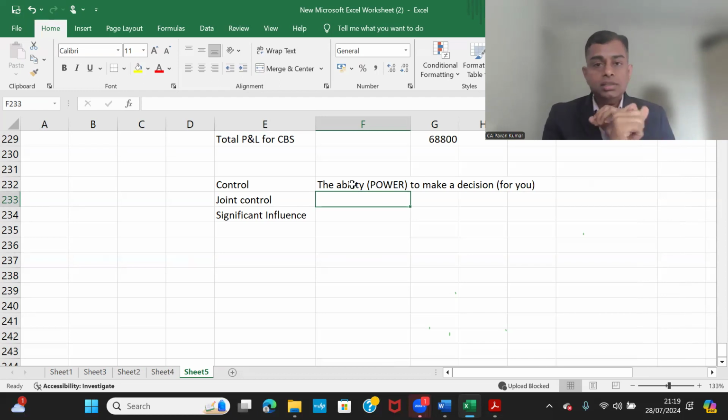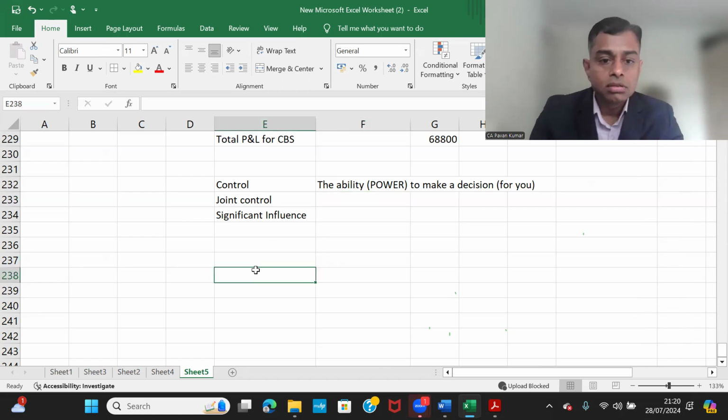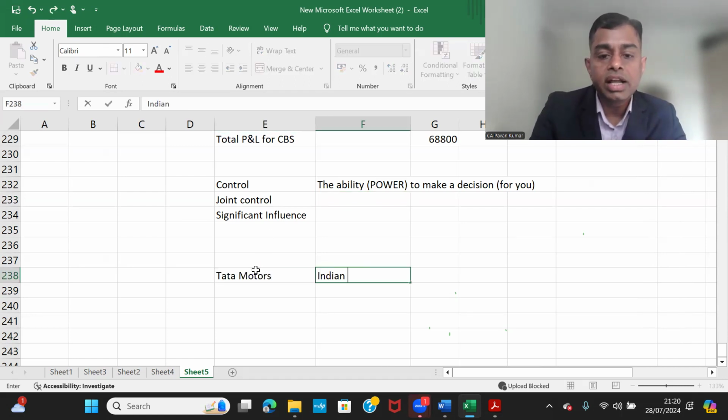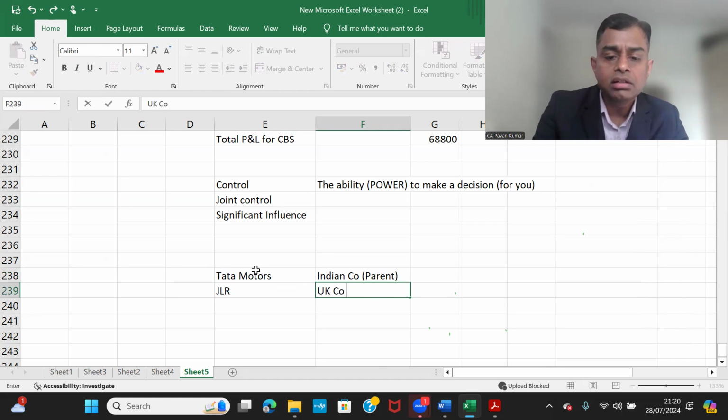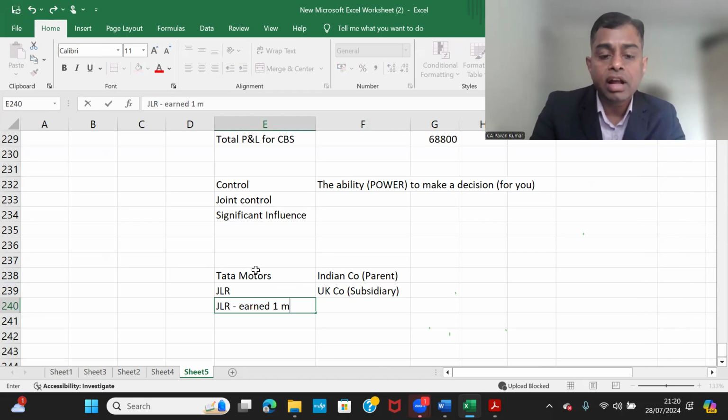For example, Tata Motors and Jaguar Land Rover. Tata Motors is an Indian company. Jaguar Land Rover is a UK-based company. Tata Motors acquired Jaguar Land Rover a long time back, so Jaguar is a subsidiary of Tata. Now imagine Jaguar earned 1 million pounds of profit. Can Tata Motors say distribute 100% of the profits as dividend? Tata Motors, the Indian company, is the parent. Jaguar Land Rover, the UK company, is the subsidiary. My scenario is JLR earned 1 million pounds profit for 2024.